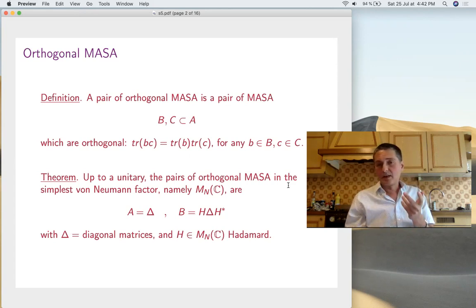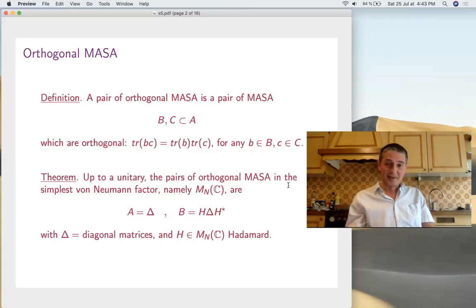So now, if you're trying to find two MASA, one of them is certainly delta up to a unitary, and the other one is delta rotated by a matrix. Well, now if you write the orthogonality condition, that unitary matrix must have the entries of the same absolute value. That's the criterion. Now, this means exactly that it's a rescaled Hadamard matrix. A Hadamard matrix in general means that all the entries are on the unit circle and they're also pairwise orthogonal. So rescaled, that's exactly the unitary matrices which have the same absolute value everywhere.